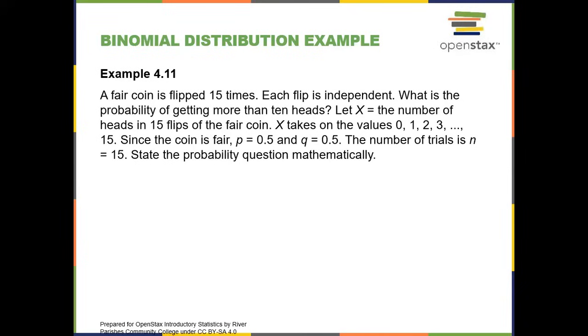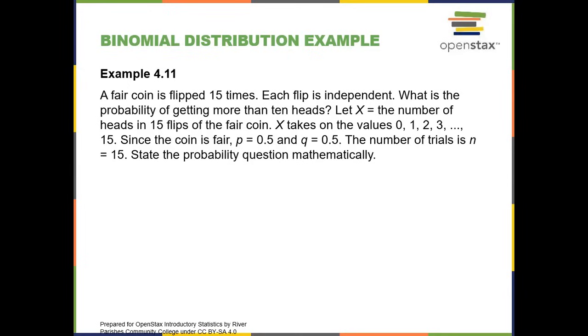Okay. A fair coin is flipped 15 times. Each flip is independent. What is the probability of getting more than 10 heads? More than 10 heads means what? X, capital X can be, or small x. Let X be the number of heads in 15 flips of the fair coin. So X can take any value from 0 to 15. More than 10 means 11, 12, 13, 14, and 15.